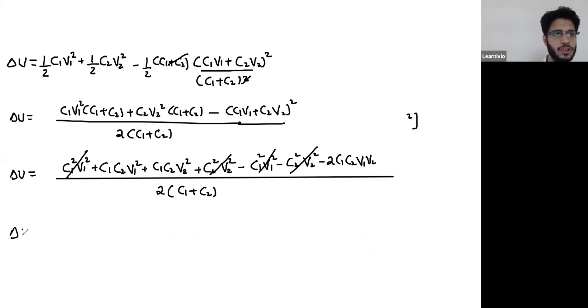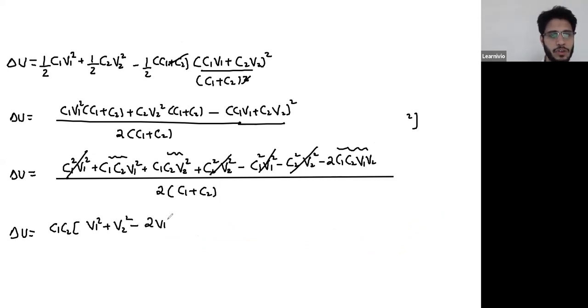So the loss in energy is the next. This is C1 C2 V1 square, C1 C2 V2 square, 2 C1 C2 V1 V2. So we can take C1 C2 as common. You are left with V1 square plus V2 square minus twice of V1 V2, divided by twice of C1 plus C2.